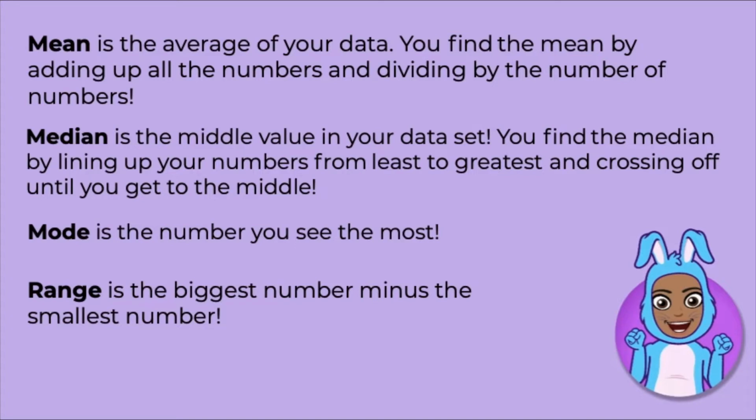The mean is the average of your data. You find the mean by adding up all the numbers and dividing by the number of numbers. The median is the middle value in your data set. You find the median by lining up your numbers from least to greatest and crossing it off until you get to the middle. The mode is the number that you see the most. And the range is the biggest number minus the smallest number.